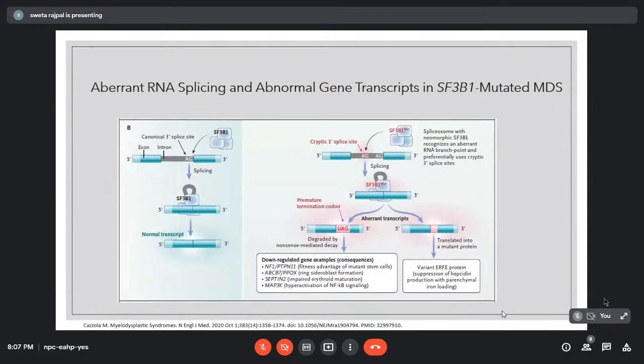That's how luspatercept acts through ABCB7. It promotes the maturation of the NRBCs in the bone marrow and leads to a decreased requirement of blood transfusion.